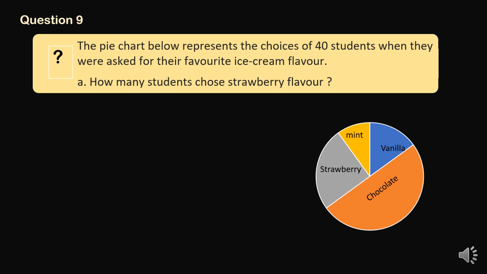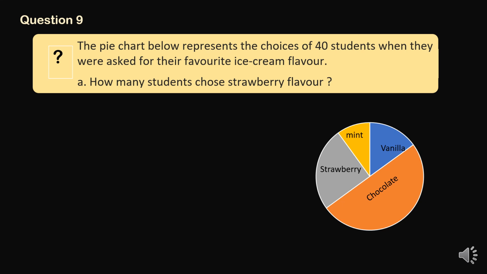Number 9. The pie chart below represents the choices of 40 students when they were asked for their favorite ice cream flavor. A. How many students chose strawberry flavor? When answering questions about pie charts, you should know that the whole circle represents the total number, and in this question it represents the number of students, which equals 40.